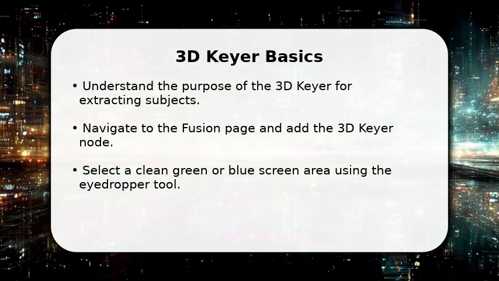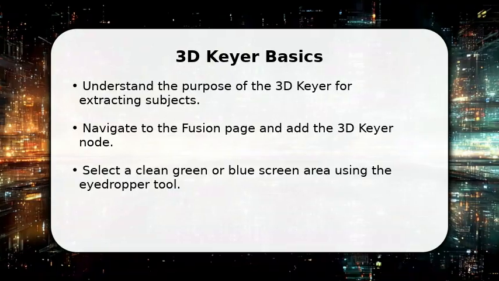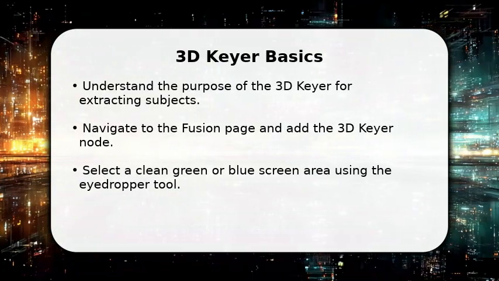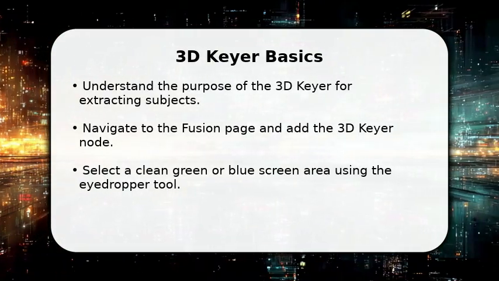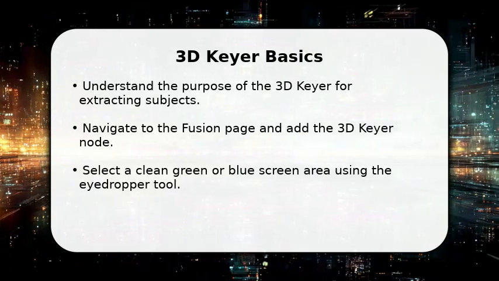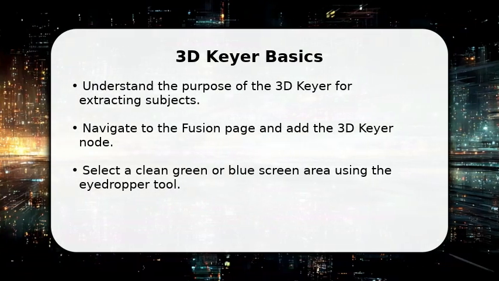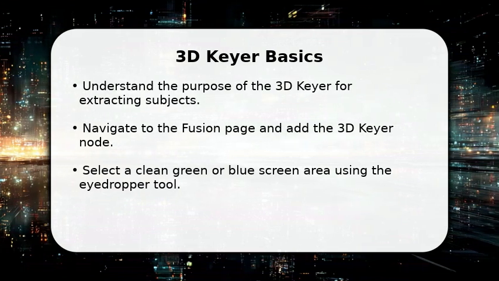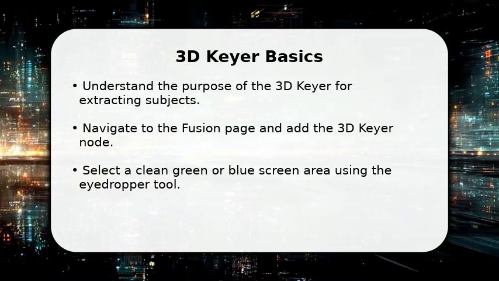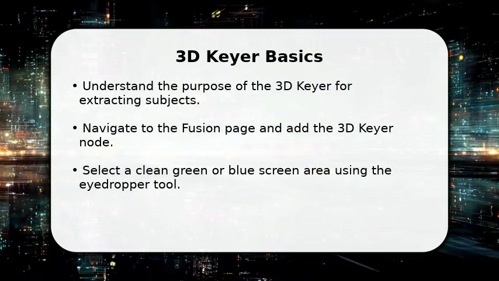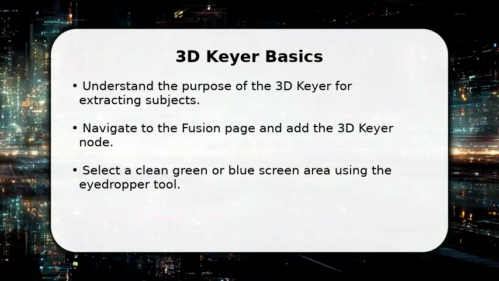Next, use the eyedropper tool to sample a clean area of your green or blue screen. You'll want to select several points to give the keyer a good reference. Then, adjust the threshold and clean black parameters to begin separating your subject from the background, aiming for a solid alpha channel. This initial step is crucial for a successful key.